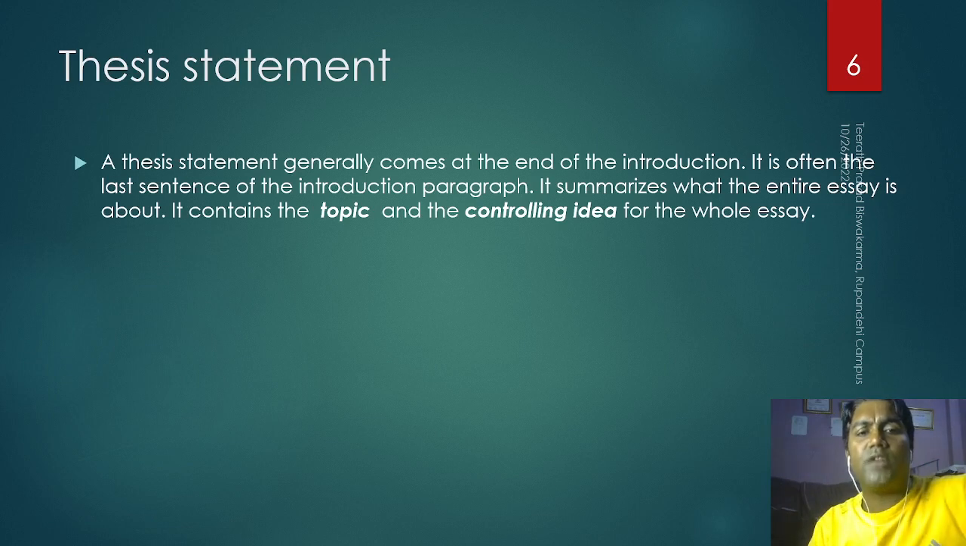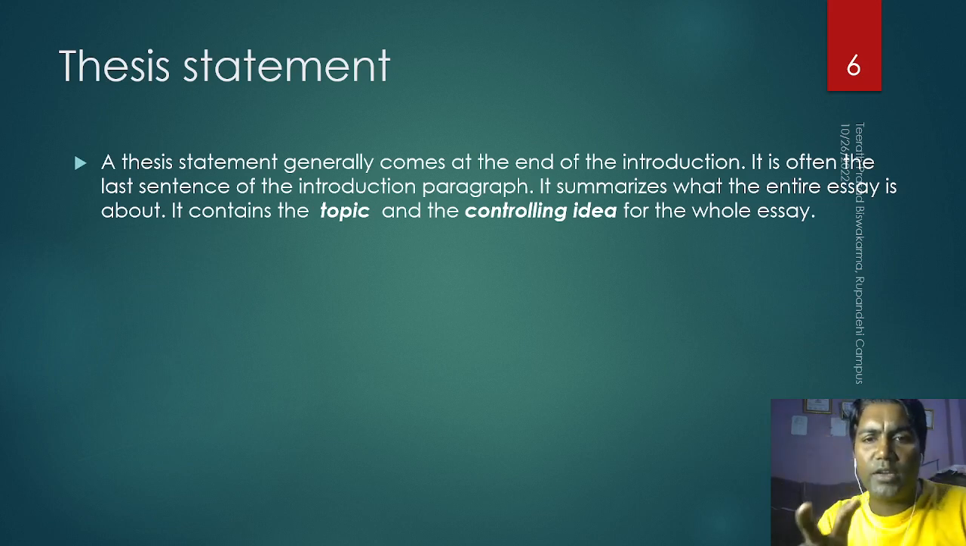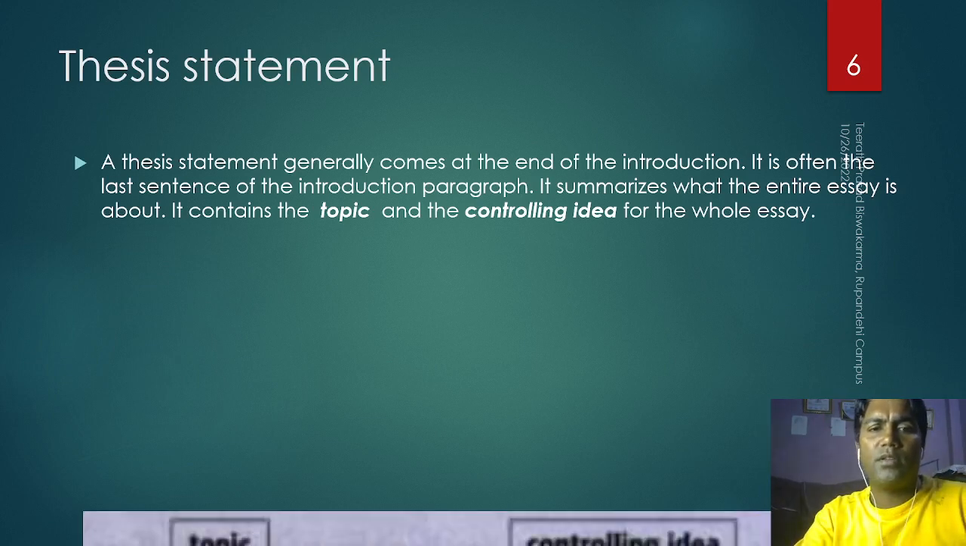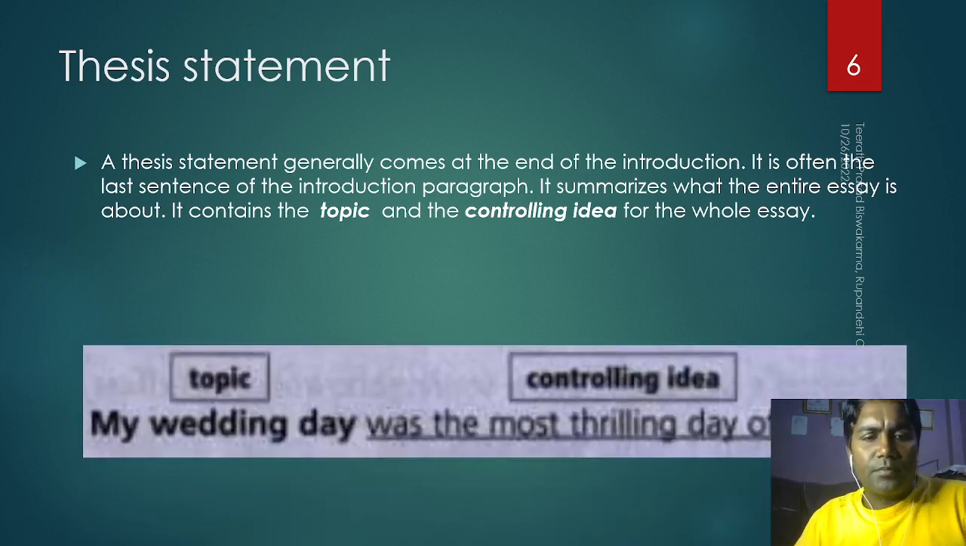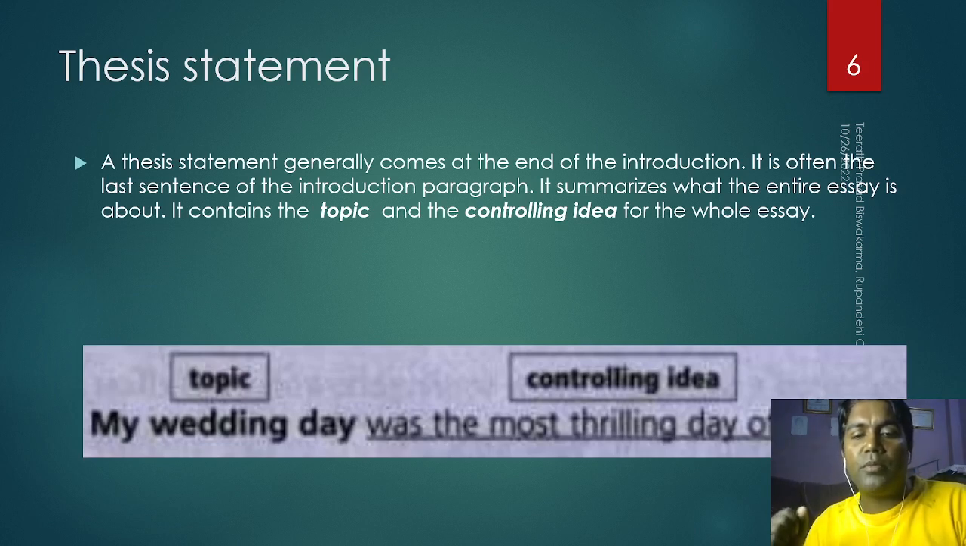Topic refers to the title of the essay. Controlling idea refers to the main message the writer is trying to deliver. See the example: my wedding day was the most thrilling day of my life. So this is the thesis statement of one of the essays. Here the topic is my wedding, which is totally related to the title of the essay, and the idea is it was the most thrilling day of my life. The writer is going to talk about his or her experience of the first day of marriage, you can say here.